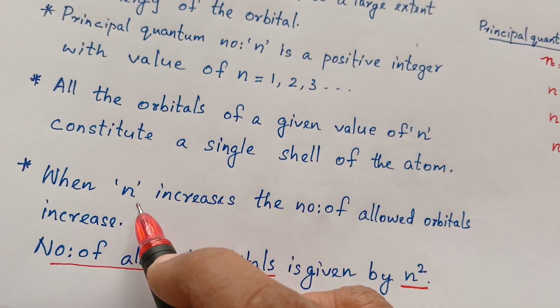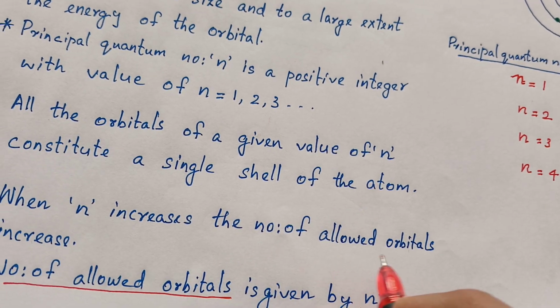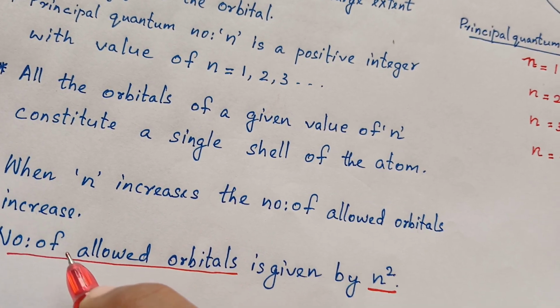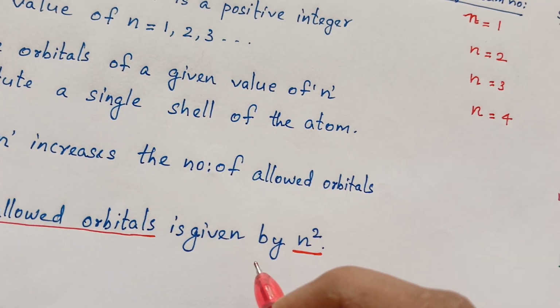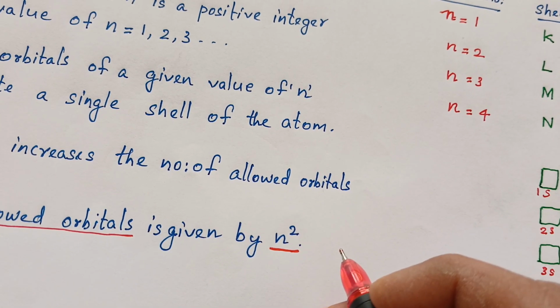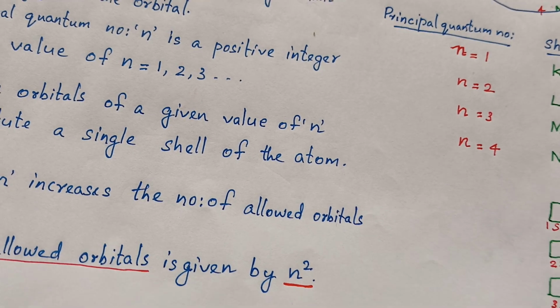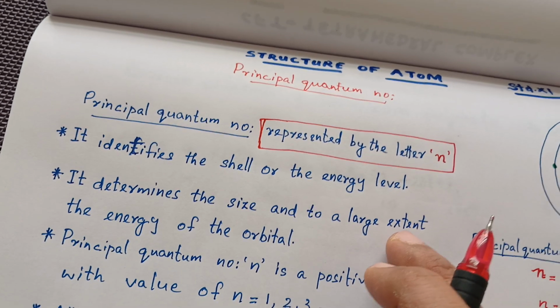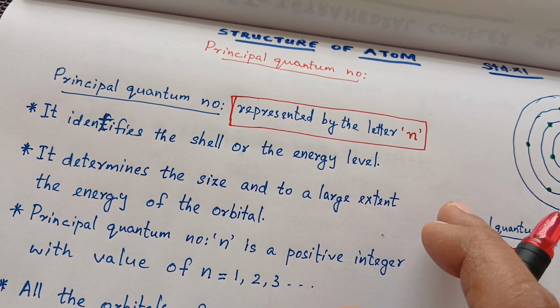And when n increases, the number of allowed orbitals increases. That is what we saw now. The number of allowed orbitals is given by n square. So the principal quantum number identifies the shell or the energy level.